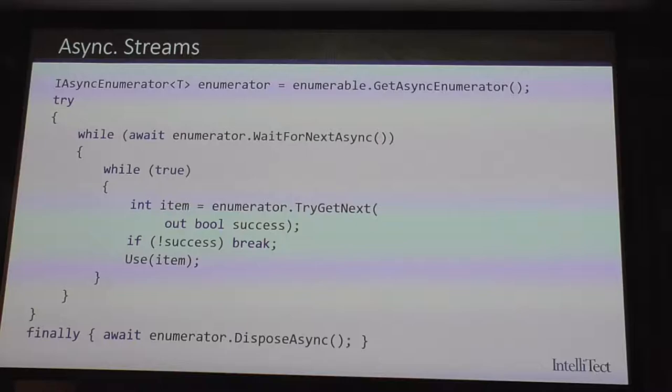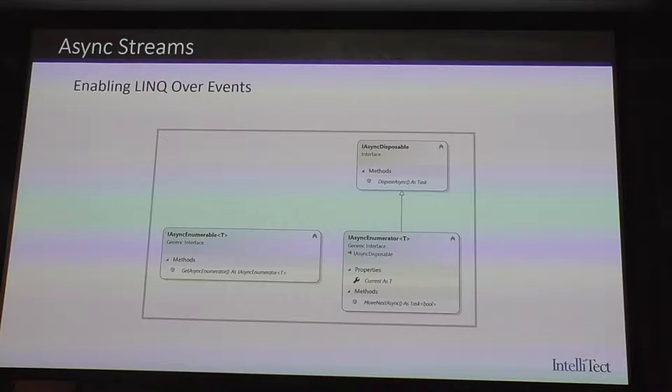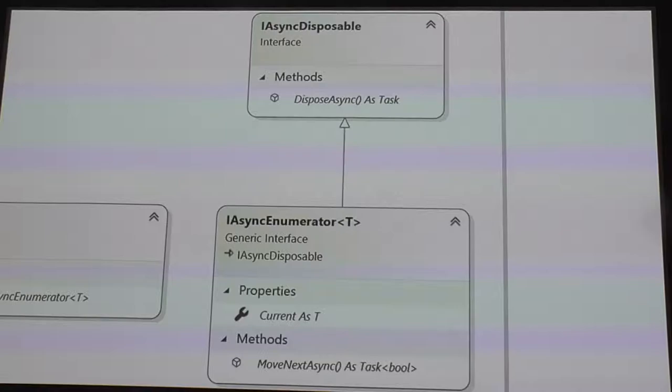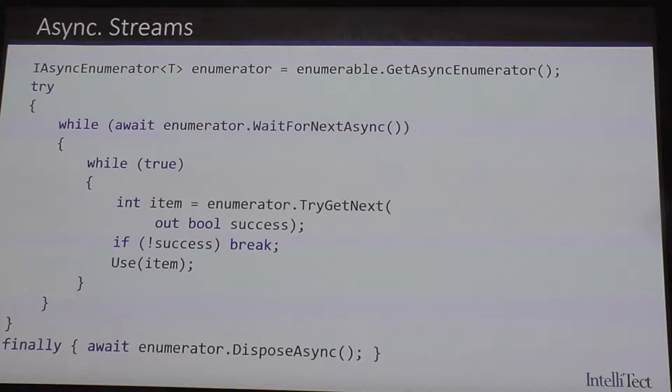To do that, we'll use these data types here. Again, nothing surprising. IAsyncEnumerable has a GetAsyncEnumerator method, just like IEnumerable does. Then we have an IAsyncEnumerator and an IAsyncDisposable, and the world is happy and good. As long as you write the syntax correctly, you're all set to go. You can do this today. Or you can do that.